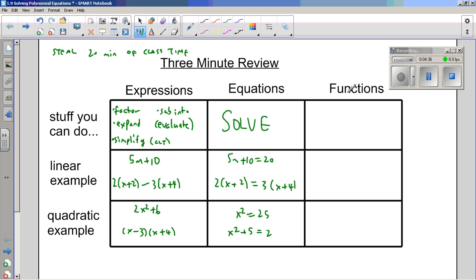Functions. What do we do with functions? Well, we graph them. Mostly that's what we do, we graph them. That's the big thing. But we could do other things, like find the intercepts.